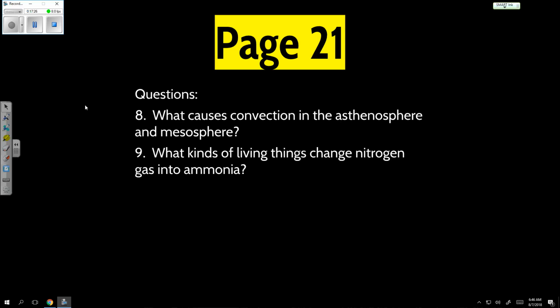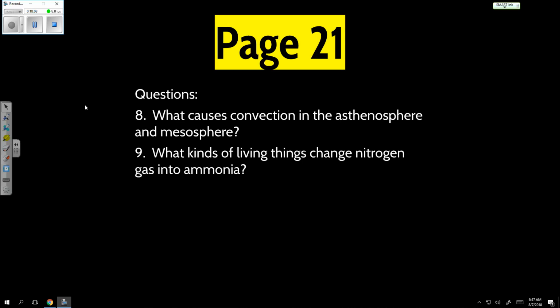The energy from radioactive decay inside Earth warms the rock below the surface. The heating of rock inside the Earth affects the Earth's surface. Highlight the next two sentences. When rock in the mesosphere and asthenosphere gets warmer, it rises toward the surface. Cooler rock that is near the surface sinks.